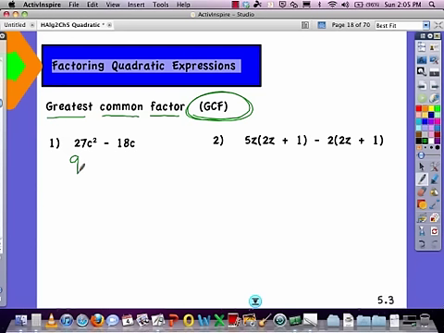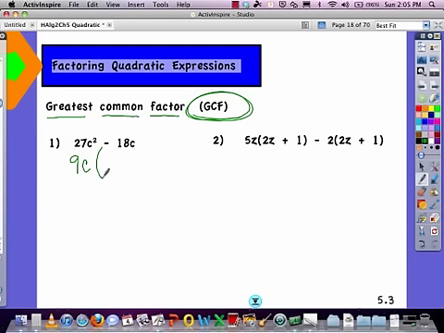And start that way. Then you look at your variables, c squared and c. What's the largest amount of c's they have in common? And in this case, they each have a c. So we have 9c as the greatest common factor. So if 9c is going to come out as the greatest common factor, think of it like division. The opposite of distributing, we're going to go distributing backwards and say, okay, if I have 9c times what is going to give me that first term of 27c squared? Some people also like to think of it this way. 9c goes into 27c squared how many times, and what's left?